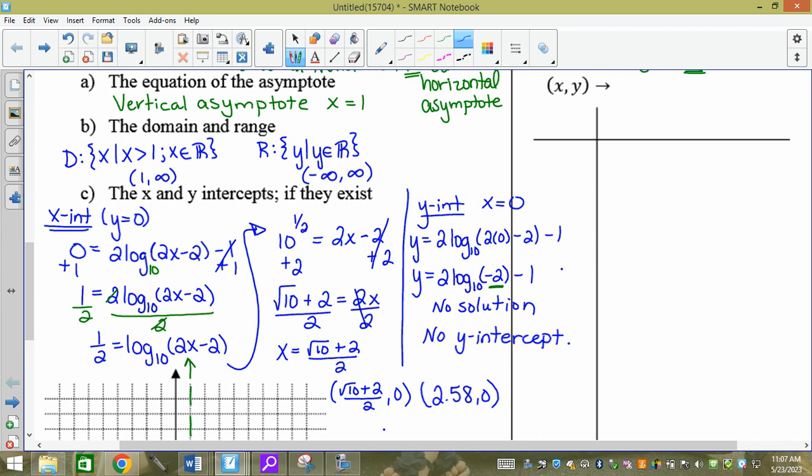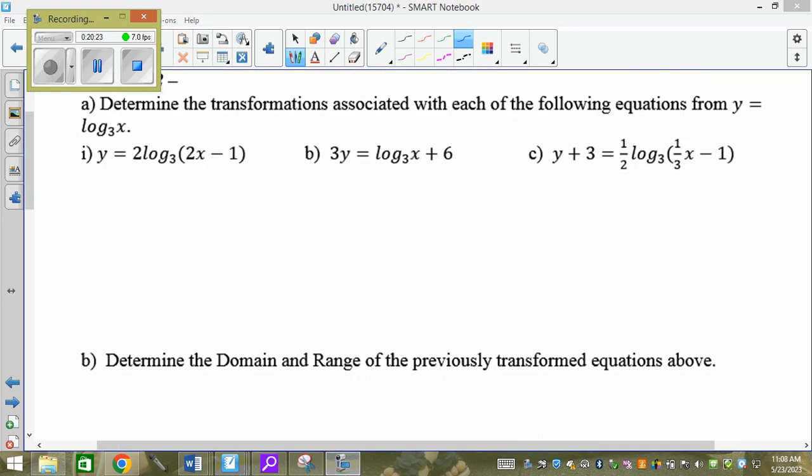Then we're going to flip over. So here it says, determine the transformations associated with each of the following. Once again, like with exponentials, we have to have the same base in order to compare them. Like we have base 3 to the x and then base 3 to the x plus 2. That base 3 doesn't appear anywhere in the transformations, but they have to be the same.